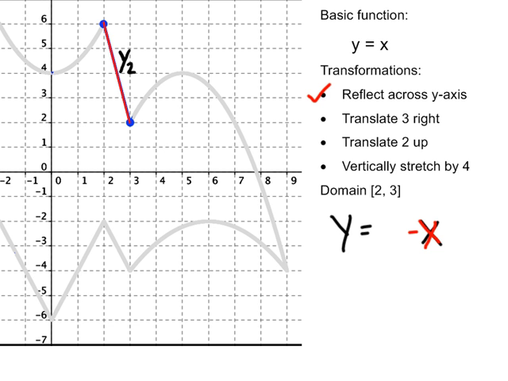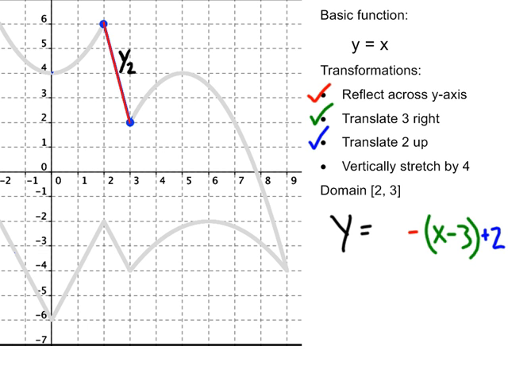If I want to translate it 3 to the right, here's where you've got to be careful. Remember, the rule is to erase the x and replace it with parentheses x minus 3. This is the counterintuitive one. We might intuitively think it's x plus 3, but we have to remind ourselves that since this is horizontal, it's counterintuitive. If I want to translate this 2 up, I put a plus 2 on at the end.